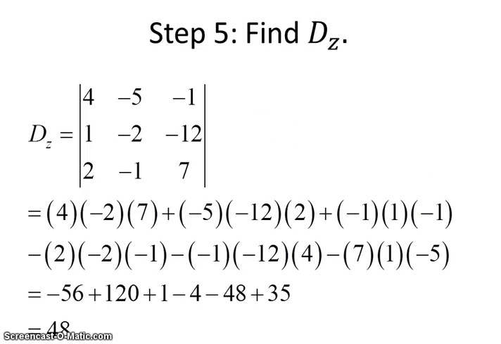And finally, dz, the third column, or the z column, is replaced with the numbers in our constant column, which again, negative 1, negative 12, and 7. In this case, we're going to have 6 terms because our 0 got replaced and we no longer have a 0. So just be careful with that. Add them all up, we get 48.